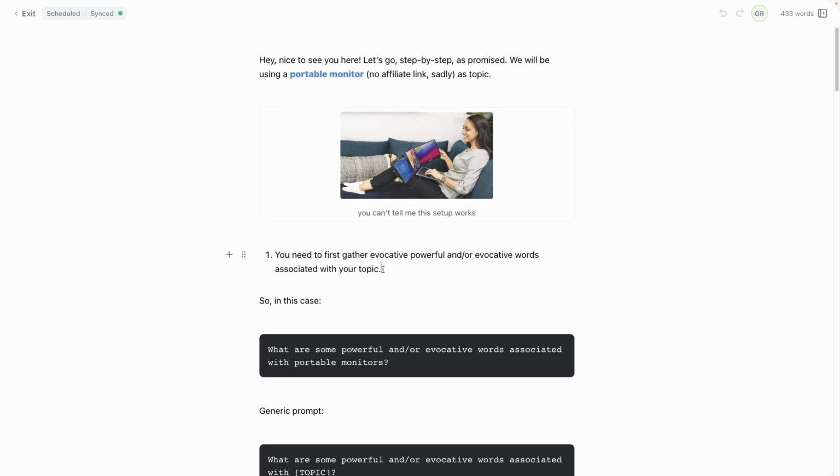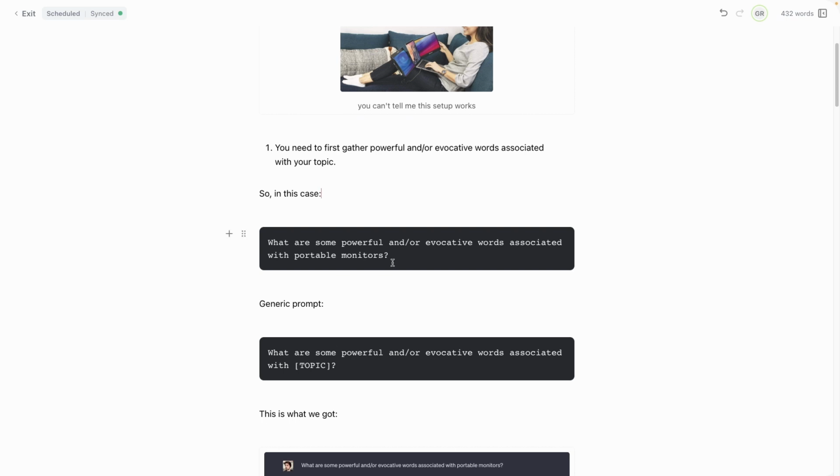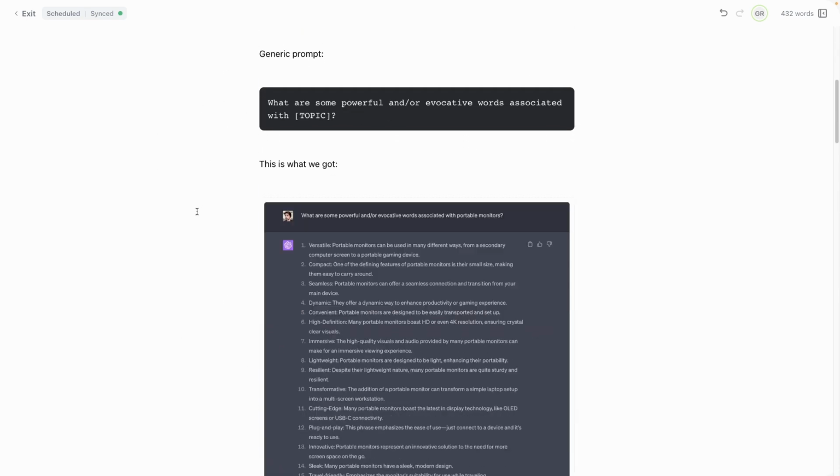So the first idea here is that you need to first gather evocative, powerful, and intriguing words associated with your topic. I see that I put evocative 2 times here. And the idea that I did here, the prompt, is exactly what are some powerful and or evocative words associated with my topic. So you fill it with your topic, I filled it with portable monitors. Here's the generic prompt. You can check it in the newsletter. But then this is what I got.